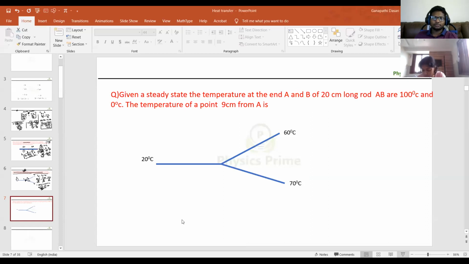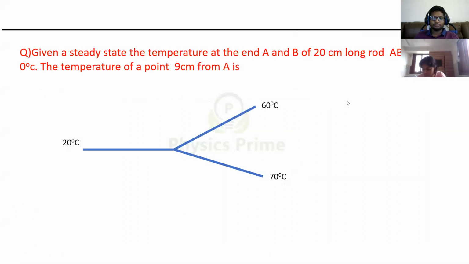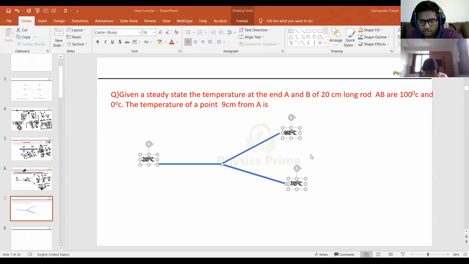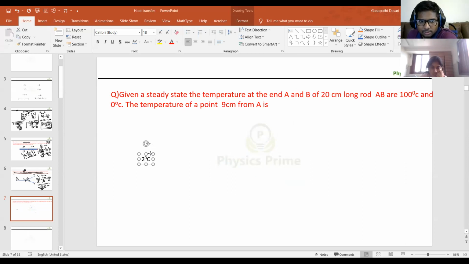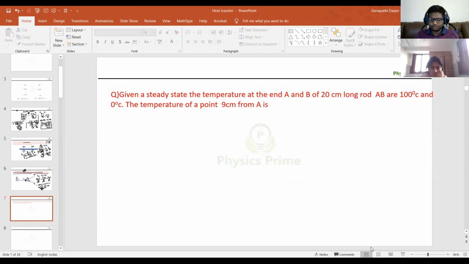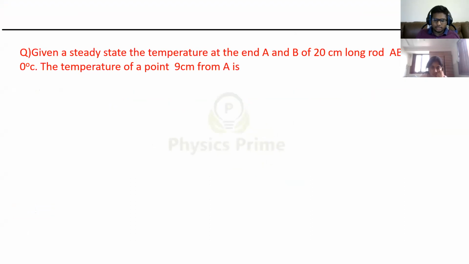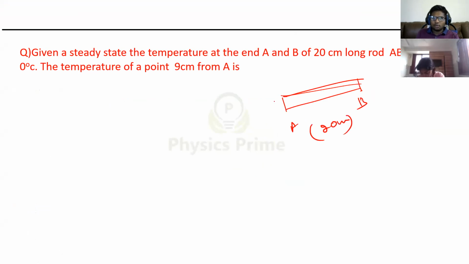You can solve this question as well. Use the concept that I have taught you in the previous question and then solve it. Then I'll explain. This diagram is not there, okay? There is a rod of length 20 centimeters. One end is at 100 degrees Celsius. Another end is at 0 degrees Celsius.